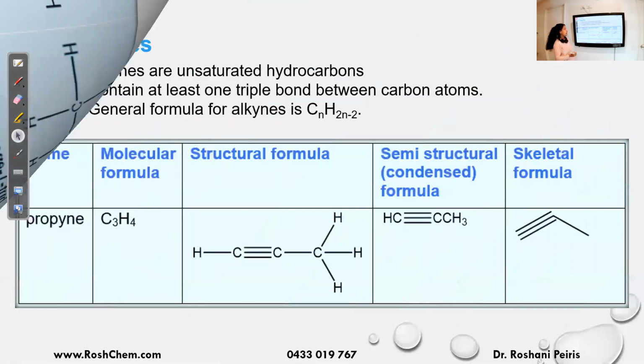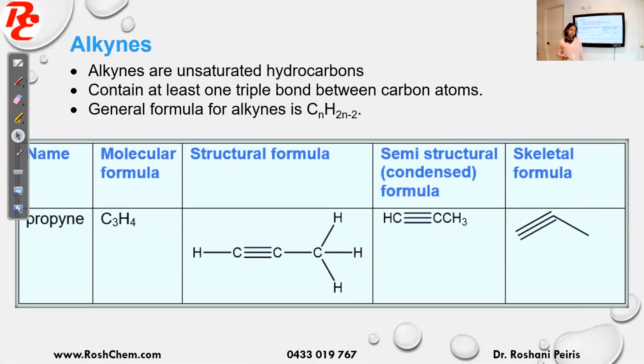Okay, so now we will look at alkynes. Alkynes are also unsaturated and they have a triple bond. They can have one or more triple bonds, but we only look at alkynes with just one triple bond here. And their general formula is CnH2n-2.